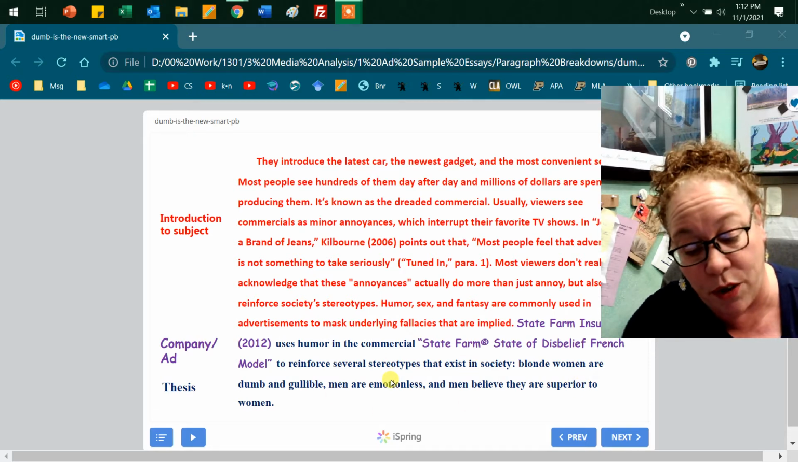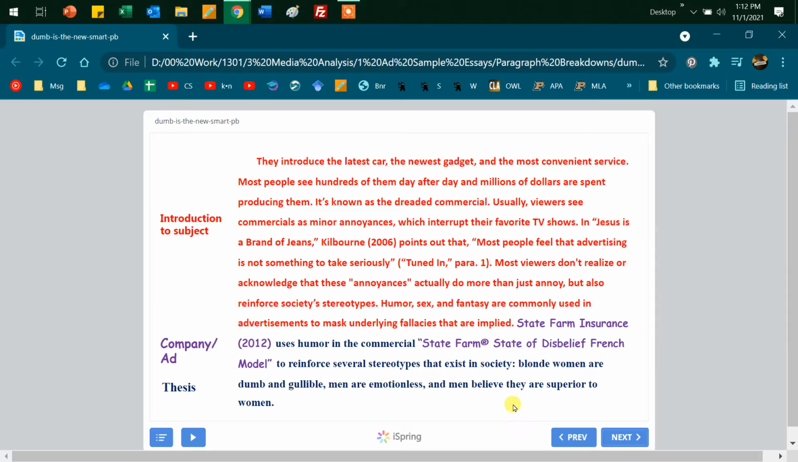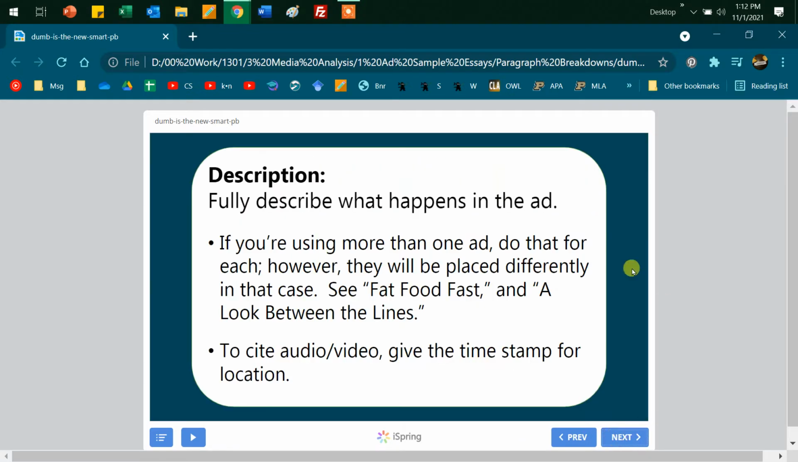So let's move on to the next part, which is the description. And so for your description, fully describe that ad, okay? If you're using more than one ad, do that for each one. But you'll do description and then analysis, description, analysis. So see "Fast Food Fat" and "A Look Between the Lines," those samples for that.